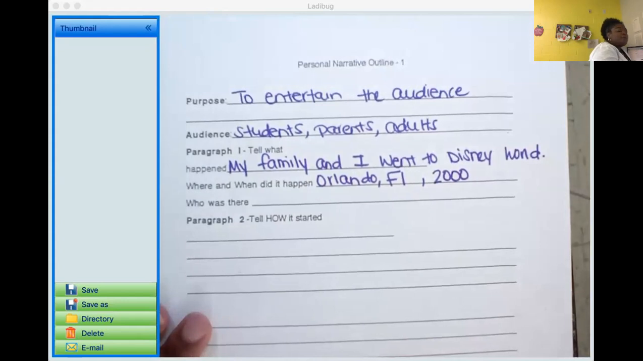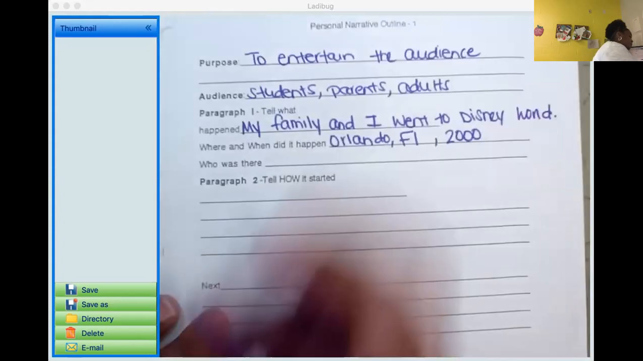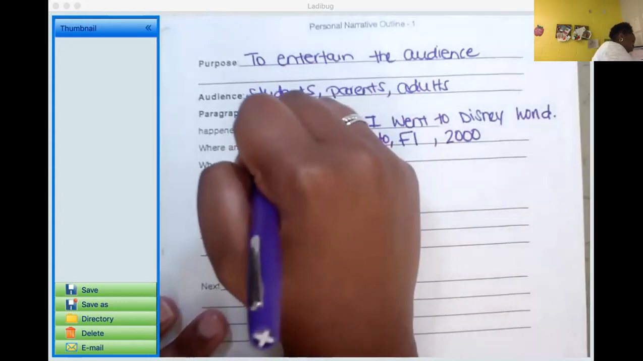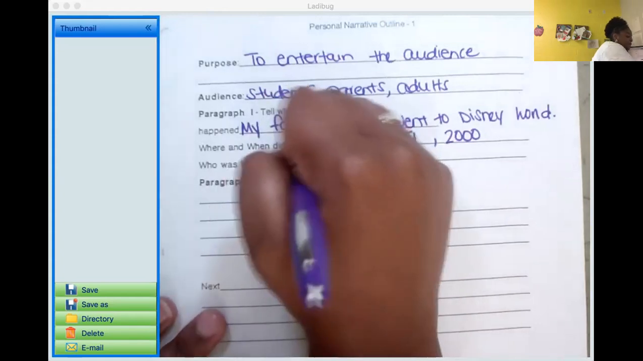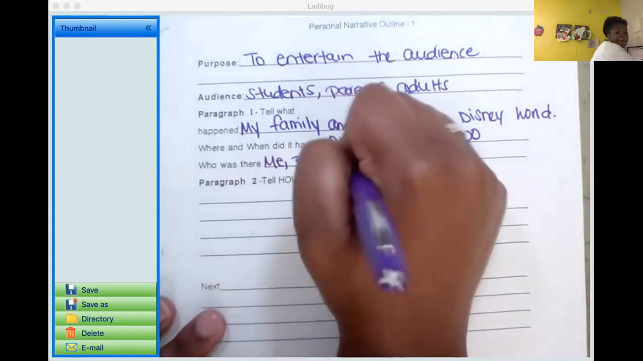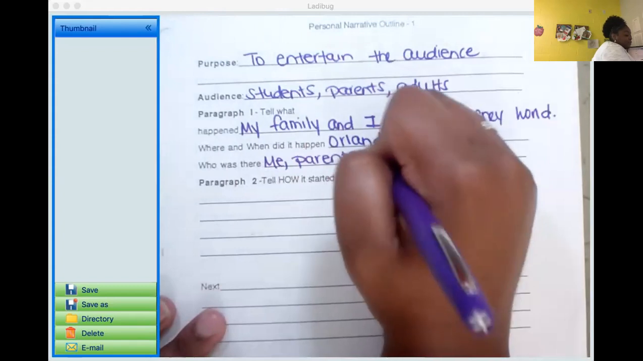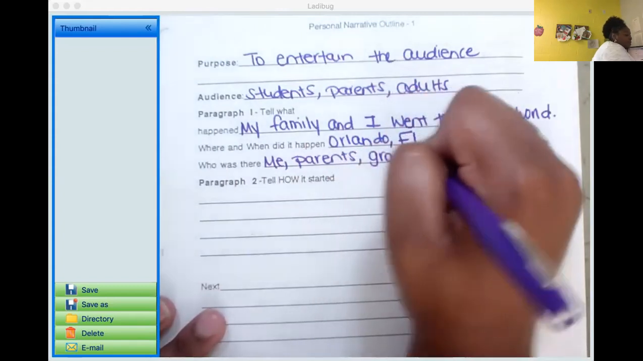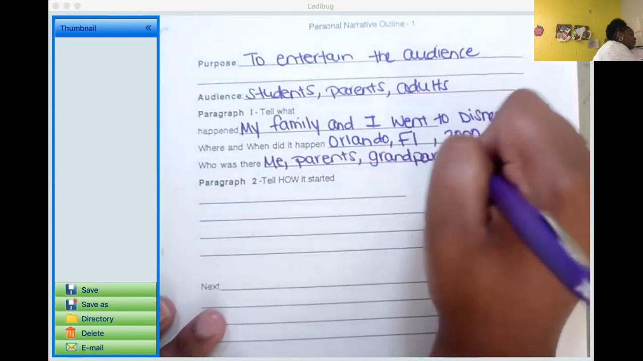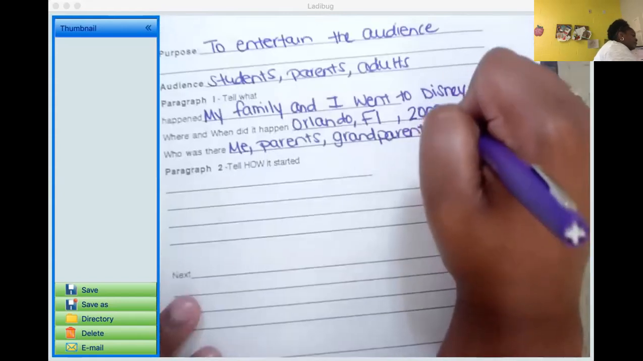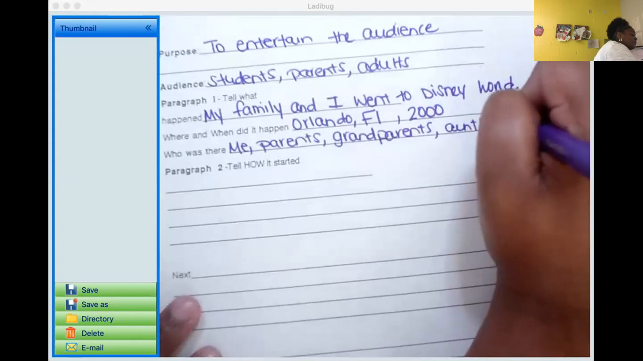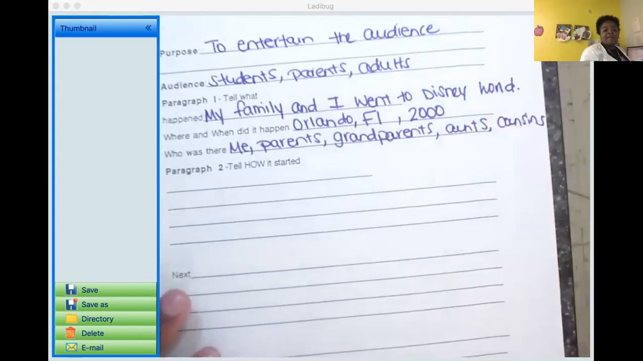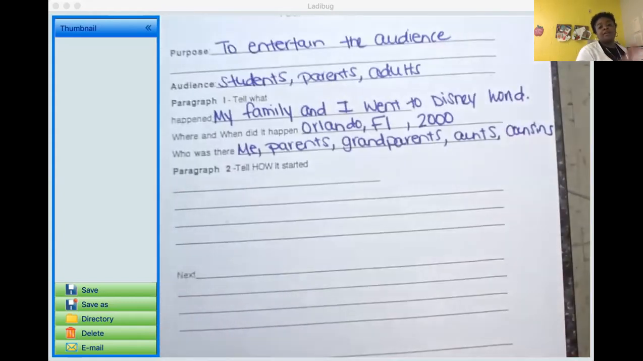All right. Who was there? So it was me, my parents, my grandparents, my aunts, and my cousins. There were 10 of us who went on this trip all together. It was complete chaos at the airport. It was insane. We missed our flight because my granny was walking so slow.